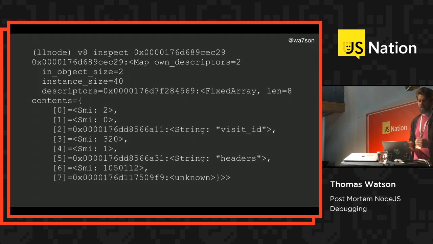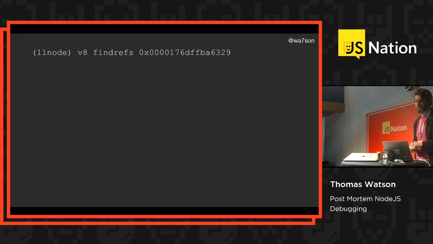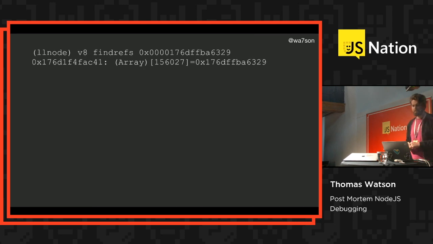So this is one of those visit objects, right? But okay, this is not what we're looking for. We're looking for references to the visit object. So we can also use find refs. And find refs will show you all the references to the visit object. In this case, there's only one, and it's an array, and it's quite large.